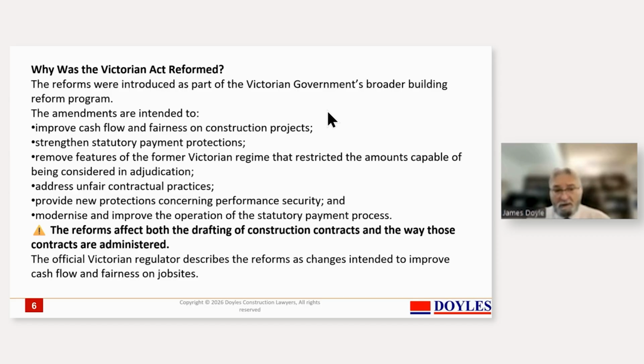So the other aspect in which the Victorian regime has taken a step forward is that it's addressed unfair contractual practices. So they're saying, as we'll see when we look at it, that if you try and put in some unfair clauses, the Act may in fact invalidate them.